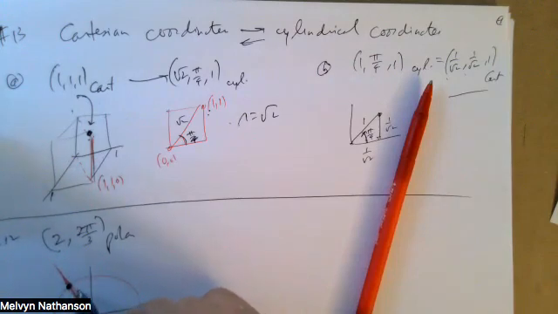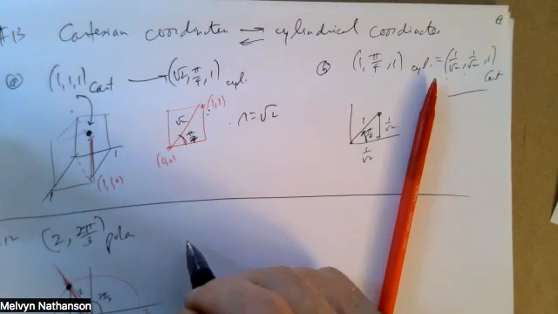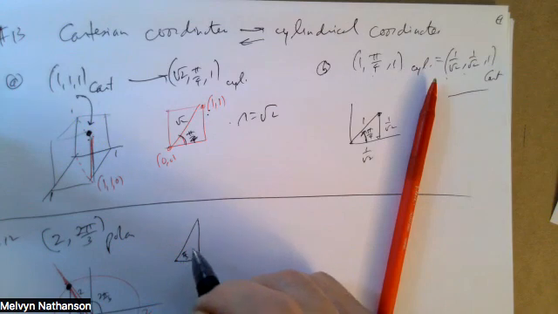We need to find its coordinates. So this distance is 2. This angle is 2 pi over 3. That means this angle is pi over 3, since this plus this adds up to pi. So I have a triangle. This is pi over 3. This is 2. So we know the angles.